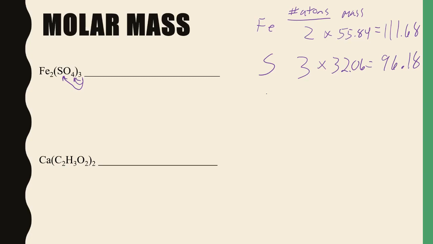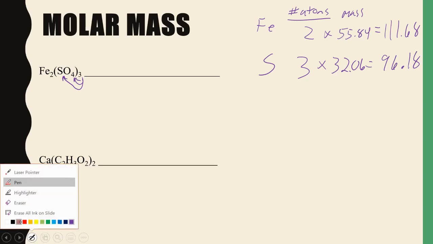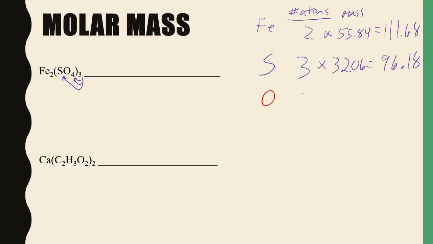And then the oxygen, there are 12 of those, 3 times 4, and each one weighs 16. So 12 times 16 is 192. And then we're going to add all those up. So 192 plus 96.18 and 111.68. And we get 399.86.